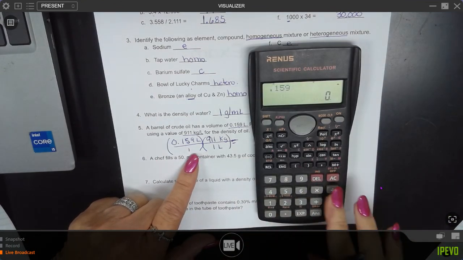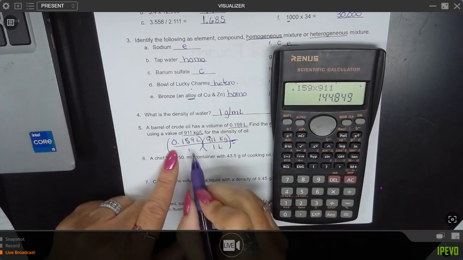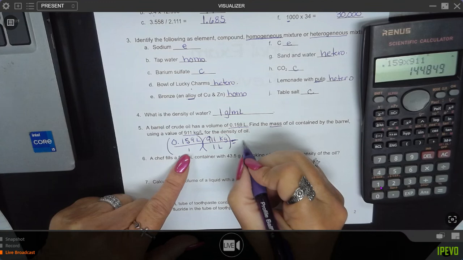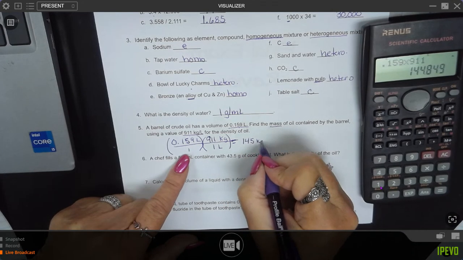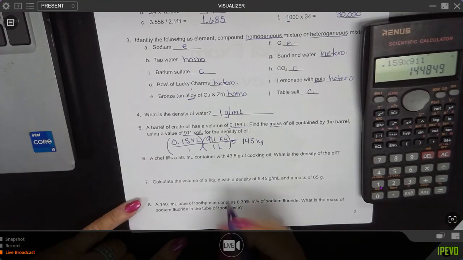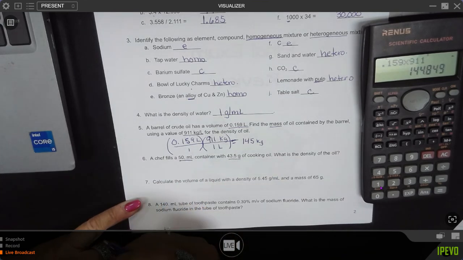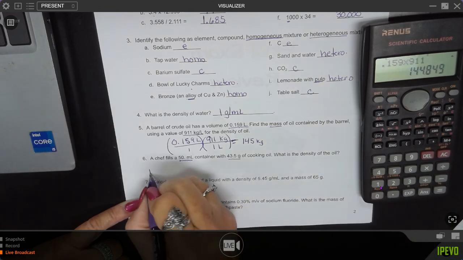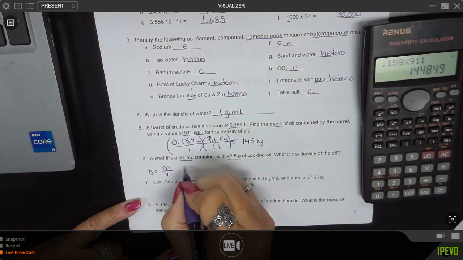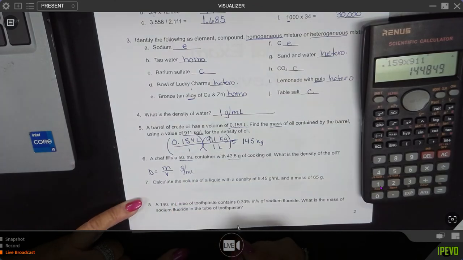Okay, so let's do this math. 0.159 times 911 is 144.849. We can have 3 sig figs, so I'm going to do 145 kilograms as my correct answer with sig figs. All right, let's see. A chef fills a 50 milliliter container with 43.5 grams of cooking oil. What is the density? Remember, density is mass over volume. So this literally gives us, and the units for density are grams per milliliter, or some variation that's equal to that.